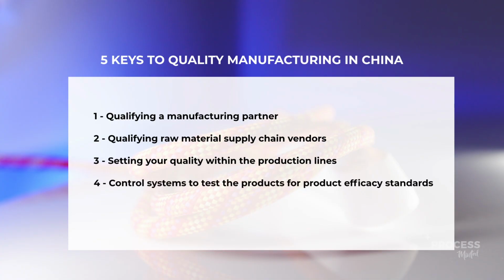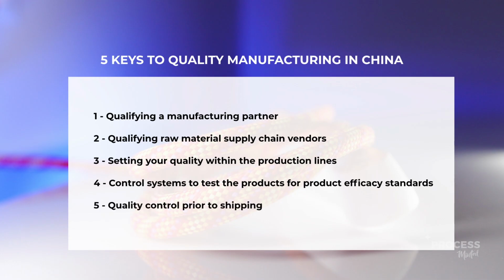Fourth, control systems to test the product for product efficacy standards. So once you have a manufacturing partner that has produced the product, we then send the ground team into the factory. So we're gonna test the products, we're gonna get that ETL certification or the relevant certifications for your industry. And sometimes this can even be tested by a third-party independent lab. But we're gonna ensure that this factory has produced the product to the grade of our expectations that we set up. Which now leads me to the final point, which is quality control with the facilities prior to shipping.